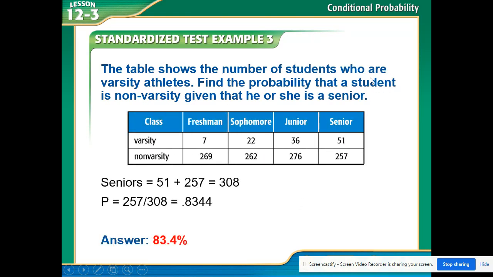This table shows the number of students who are varsity athletes. Find the probability that that student is non-varsity given that he or she's a senior. So let's figure out how many are here. Find the probability that the student is a non-varsity. So here's these numbers. We've got to find out how many seniors we have. We have 308. Now, how many of them are non-varsity? Just the 257. Divide it, and you get 83.4%.